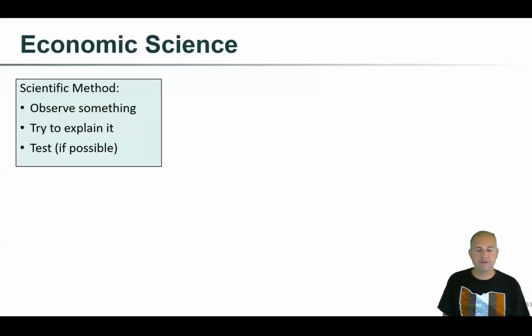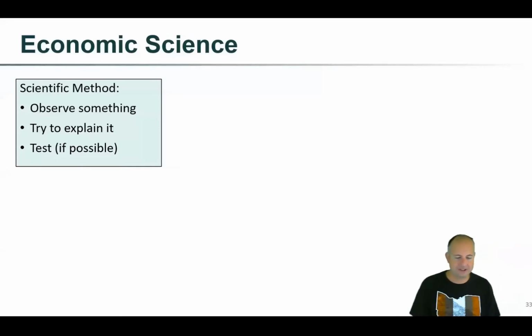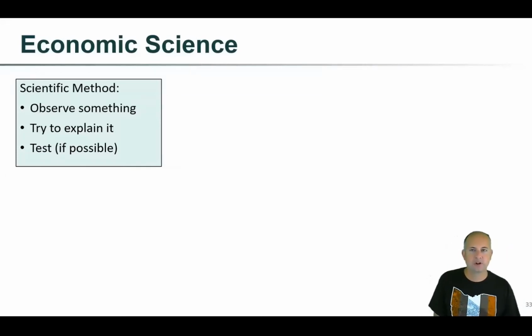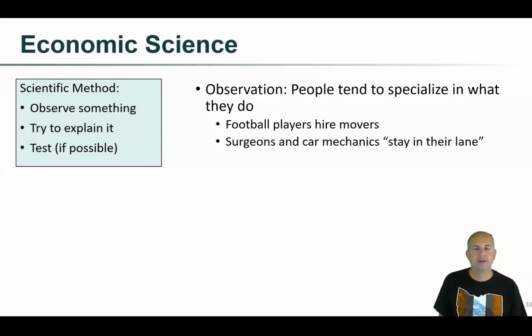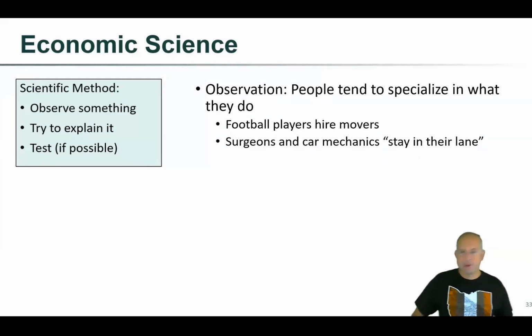Let's start off with what I said about the scientific method. We observe something, we try to explain it, and we test it. Right now we are going to start off with an observation: people tend to specialize in what they do. What that means is most people do not try to do everything that needs doing in their life, right? So here's an example.